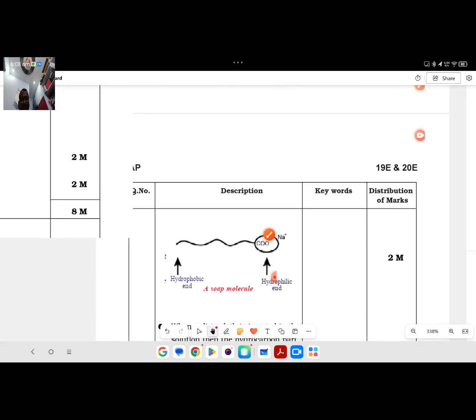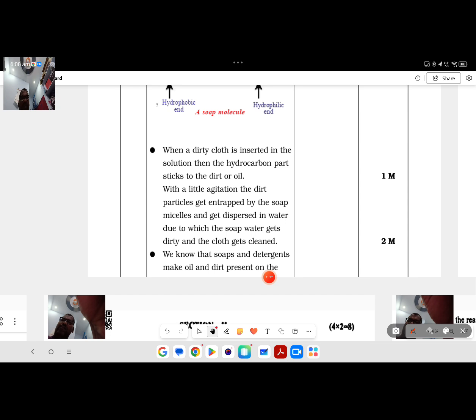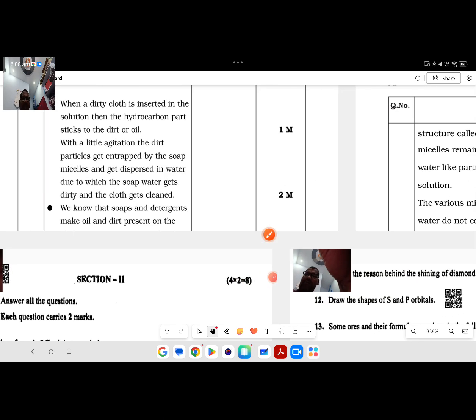Then drawing the related diagram. So this is your soap molecule diagram. For drawing the diagram, you get 2 marks. Remember, hydrophilic end and hydrophobic end, tail and head, very important. And after that, how the process will go on. For writing the process, you get 1 mark. For writing the reason behind this, you get 2 marks, right? So you get marks like this. This is very important.